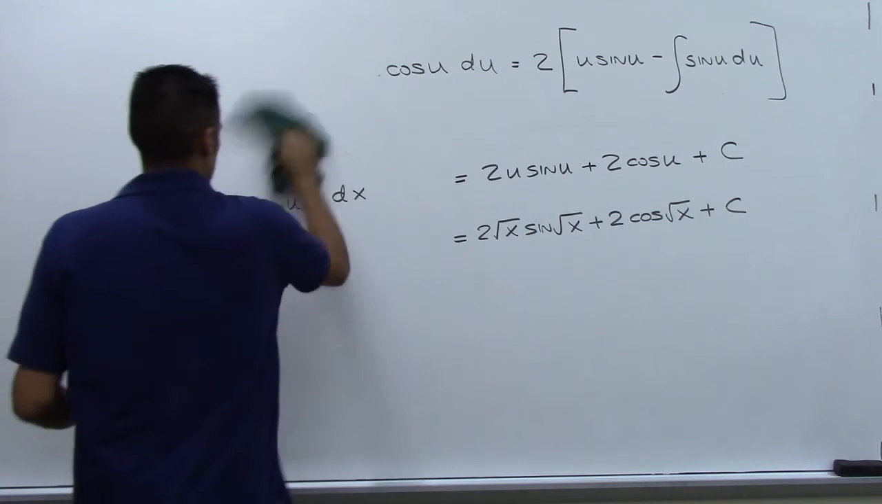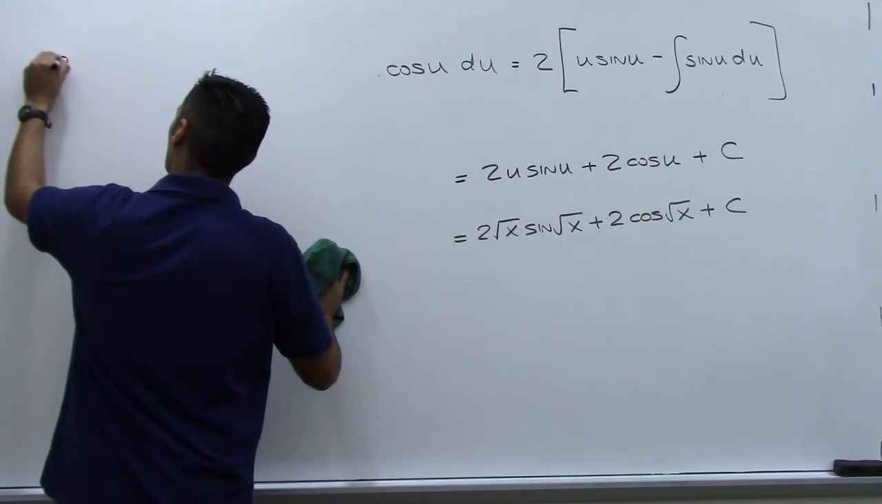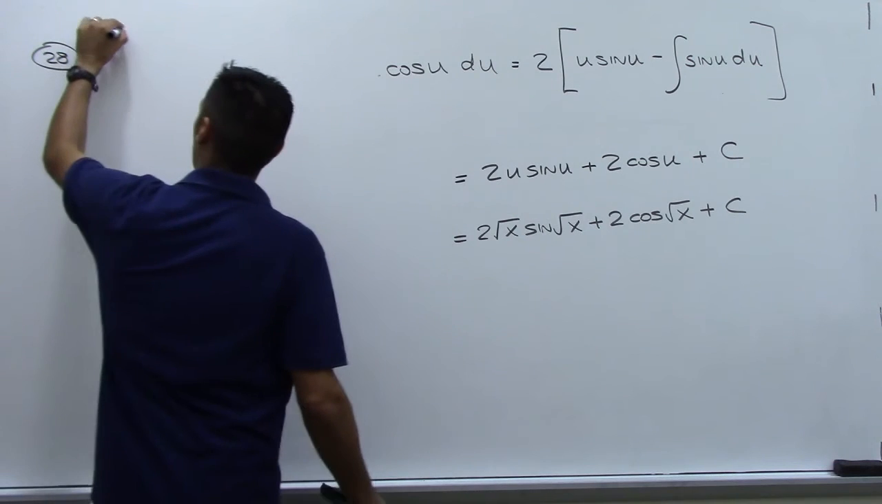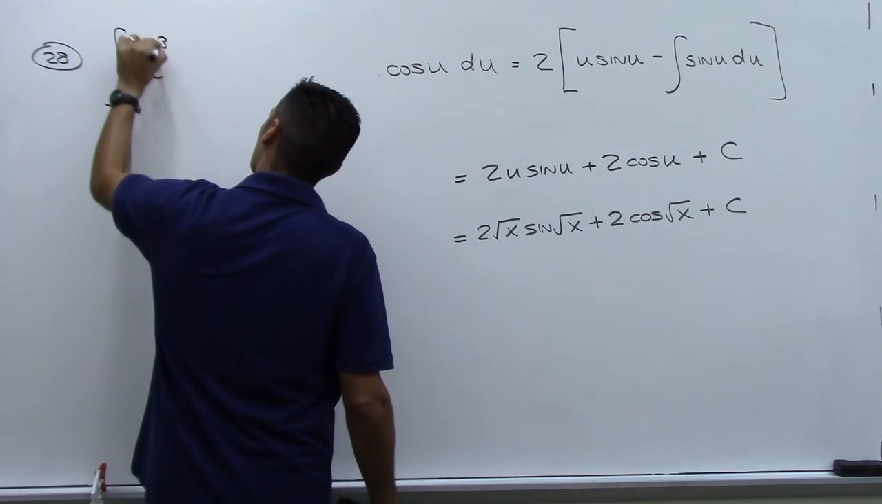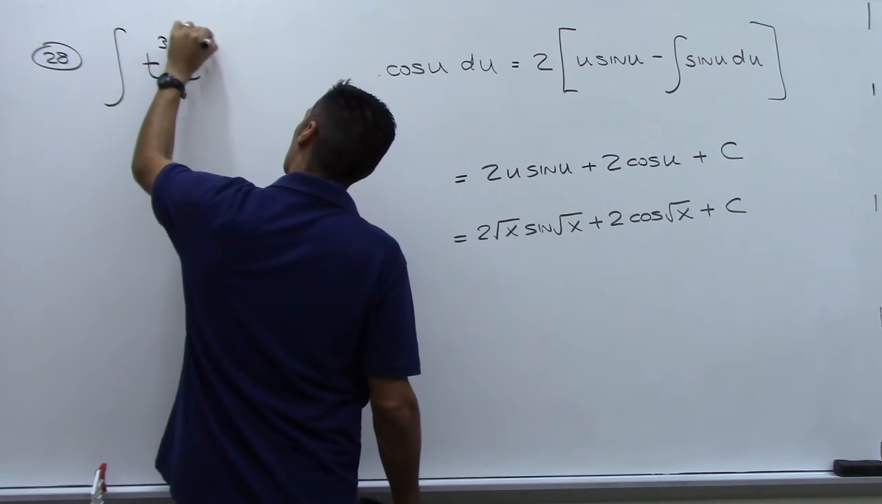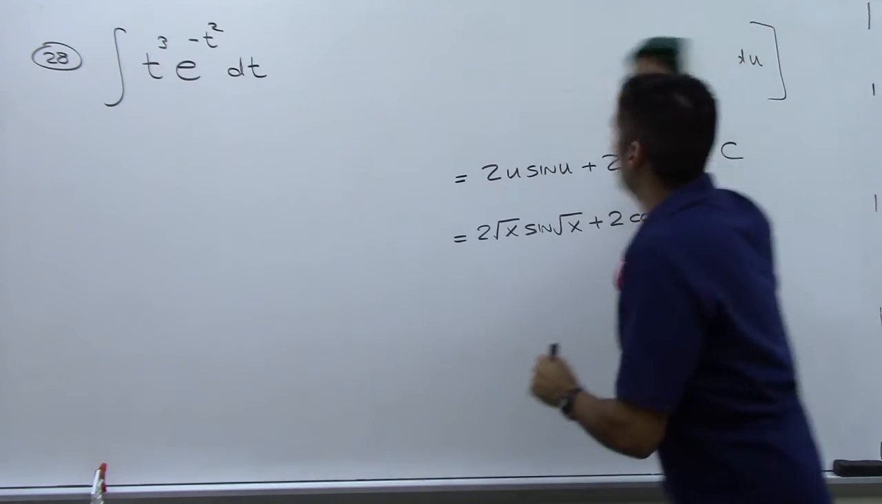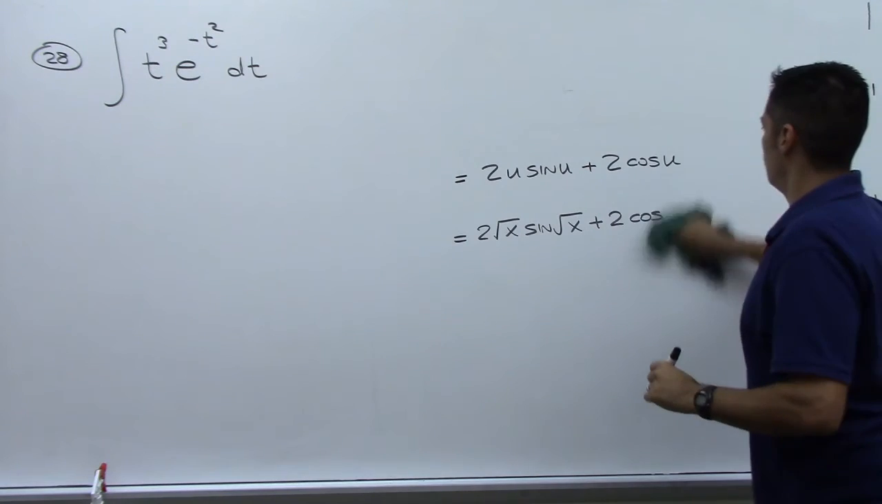28. The integral of t cubed e to the negative t squared. All right, so on this one, again, it's telling us to make a substitution first.